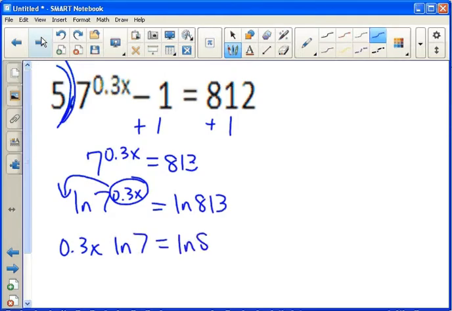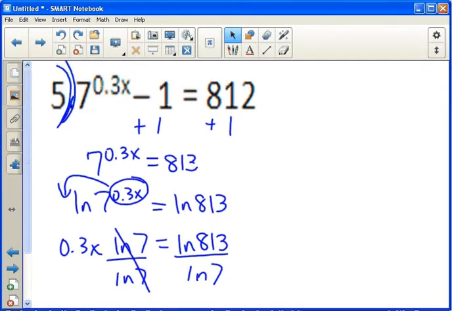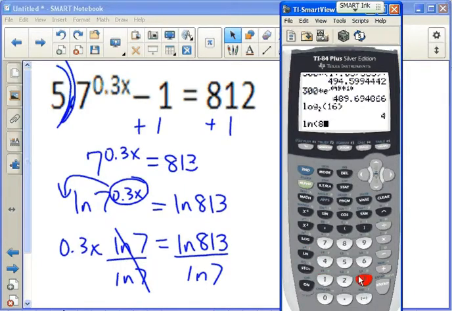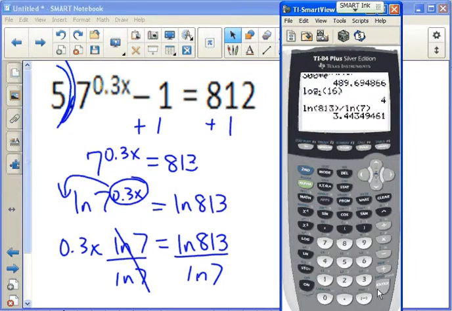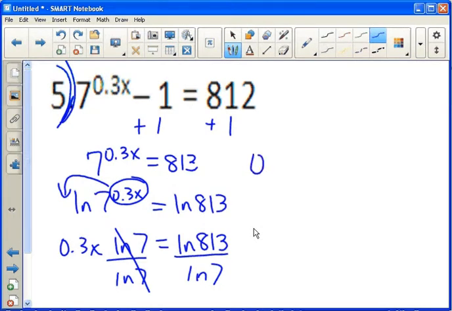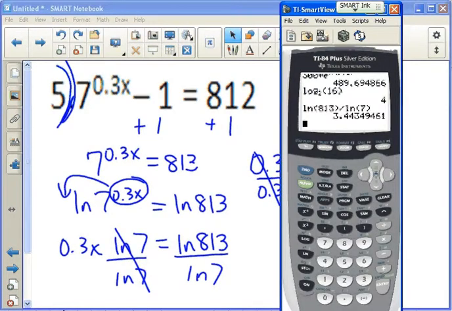Divide both sides by the natural log of 7. Let's go ahead and do that in the calculator, see what we get. Natural log of 813 divided by natural log of 7. You get 3.443. And then we divide both sides by 0.3. So our final answer is going to be this divided by 0.3, which gives us 11.478 is our final answer.